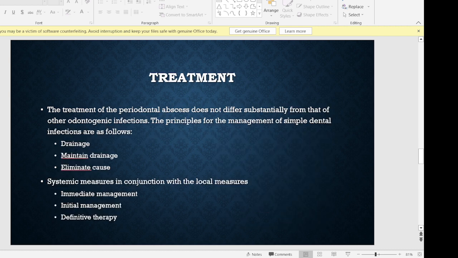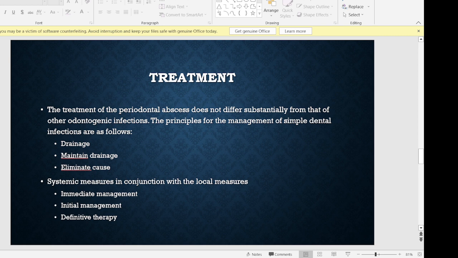Coming to the treatment of the periodontal abscess, the treatment does not differ substantially from that of other odontogenic infection. The principles for the management of simple dental infections are as follows. First, drainage. It may be pocket drainage, it may be incision drainage. The second is to maintain drainage and eliminate the cause.